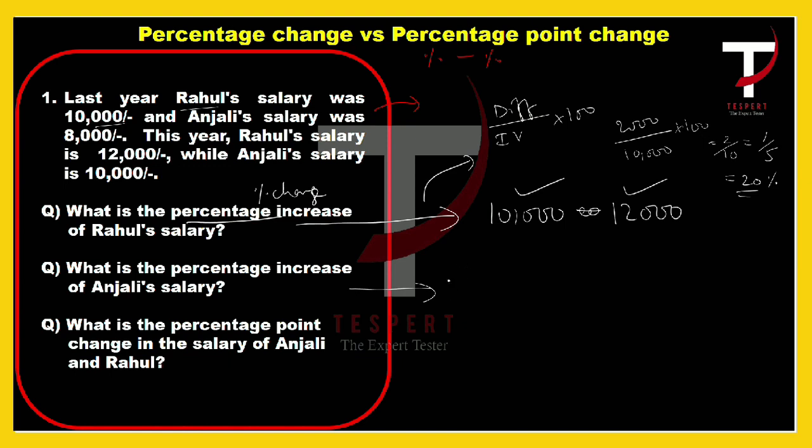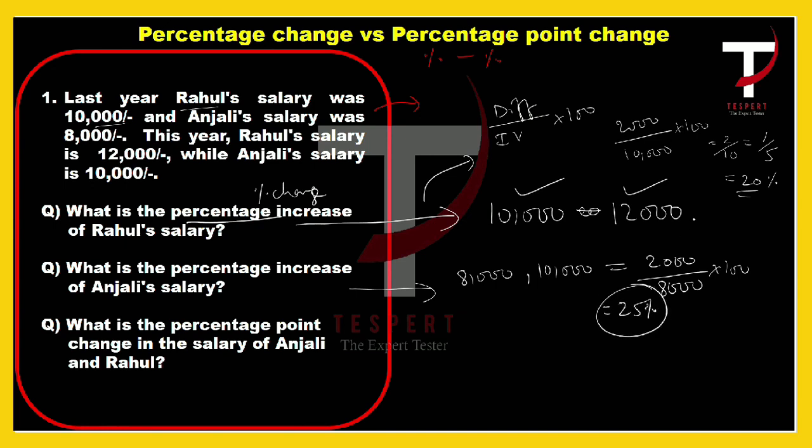Okay, 20%. What is the percentage increase of Anjali's salary? Anjali's previous year's salary was 8,000, and the current year's salary is 10,000. What is the percentage change of Anjali's salary? It's 10,000 minus 8,000, which is 2,000, by initial value. The initial value is 8,000, into 100. So 2,000 by 8,000 into 100 is equal to 25%.